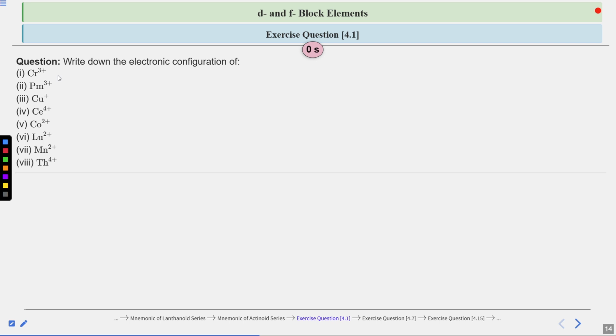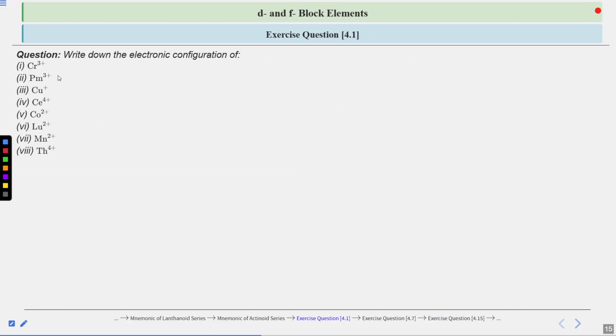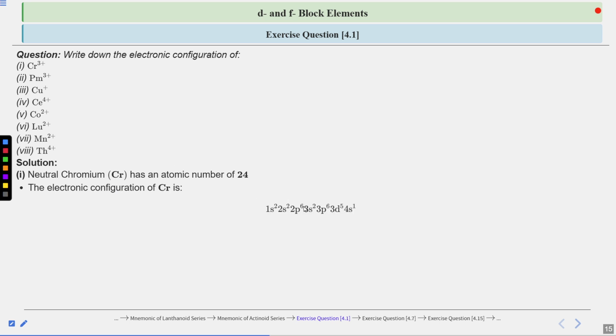Okay, let's see. So for this question, let's see the first part for chromium 3 positive. So neutral chromium has atomic number of 24. So the electronic configuration of chromium will be 1s2, 2s2, 2p6, 3s2, 3p6, 3d5, 4s1. So we just filled the 24 electrons in different orbitals as per the rules of filling of orbitals.